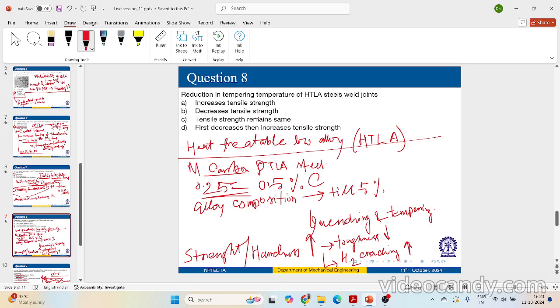Now, if you are thinking of, okay, fine. First, let me concentrate on the reduction in temperature one. Then I'm coming to that.